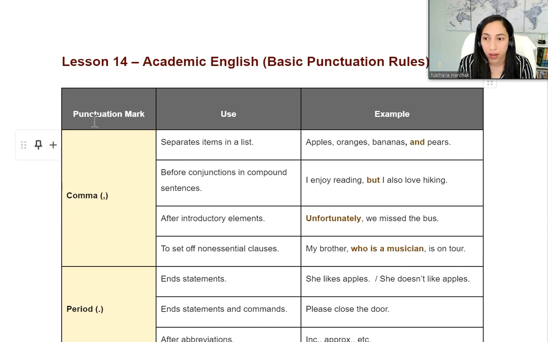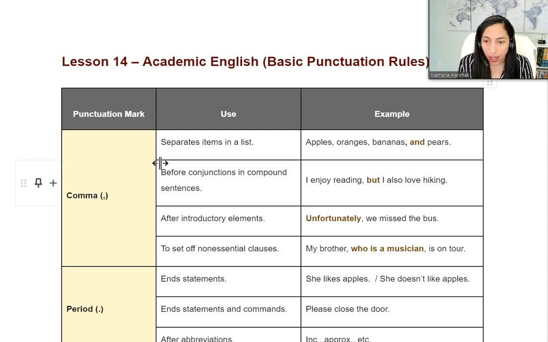So let's take a look at the use of commas. If you look at this first column, you will see all the different punctuation marks. And then I'm going to explain to you how you're going to use them. And I basically wrote some examples here to help you visualize how these punctuation marks are used in writing.